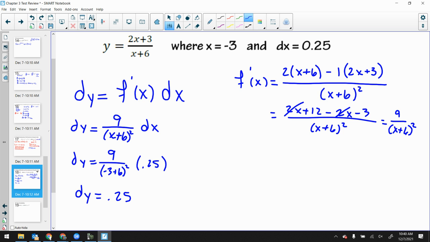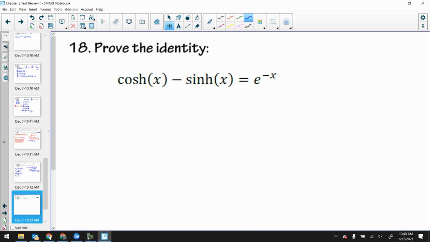Now, does that happen everywhere along this thing? No, not at all. If I chose a different x value, well, then my window on my x might make my y vary a little bit more than just 0.25. Okay, 2 more to do.